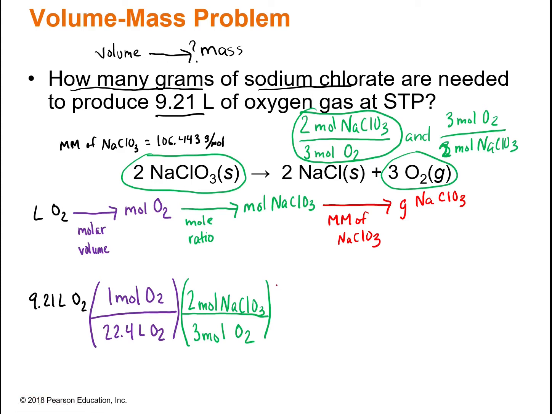The last piece of our equation is going to take the moles of sodium chlorate and convert to grams. We put the grams in the top because we want to end up with grams at the end. And the 1 mole goes in the bottom.